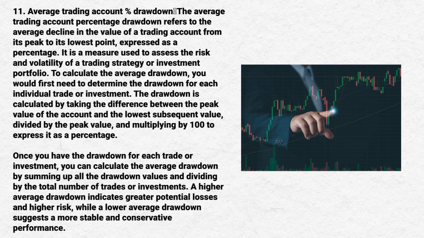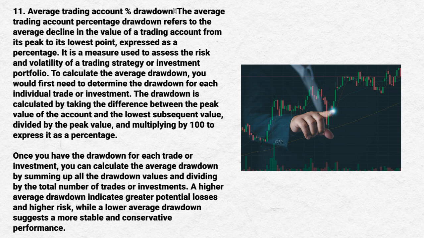The average trading account percentage drawdown refers to the average decline in the value of a trading account from its peak to its lowest point, expressed as a percentage. It is a measure used to assess the risk and volatility of a trading strategy or investment portfolio. To calculate the average drawdown, you will first need to determine the drawdown for each individual trade or investment. The drawdown is calculated by taking the difference between the peak value of the account and the lowest subsequent value, divided by the peak value and multiplying by 100 to express it as a percentage.